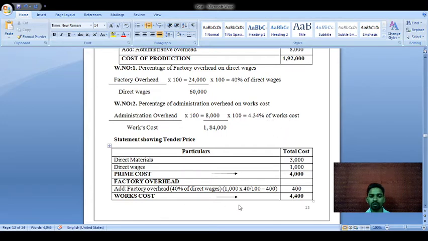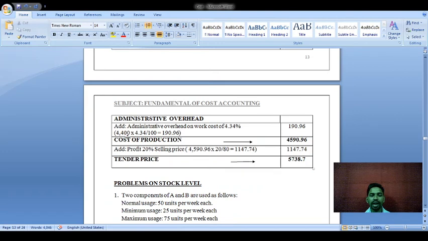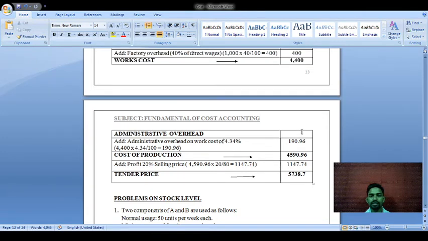We calculate this 4.34% on work cost as administrative overheads. And what's the work cost? 4,400. On this 4,400 we have to calculate 4.34 percent. Add administrative overheads on work cost at 4.34 percent. So 4,400 into 4.34 percent, the amount will be 190.96. Now we have to add this to the work cost. So work cost 4,400 plus administrative overheads 190.96, the amount will be 4,590.96.